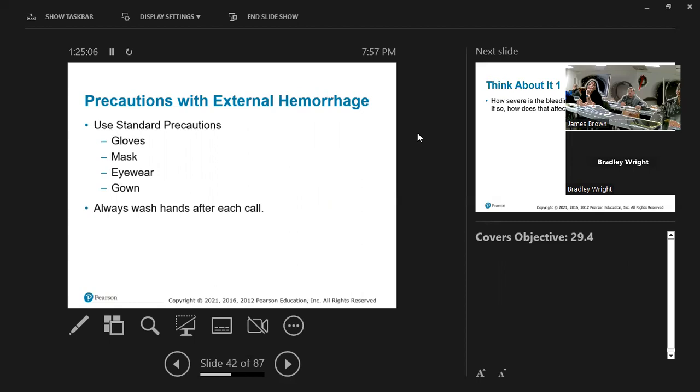Nope. But we'll teach you how to do a pressure test. Come on, do a pressure test just by using gauze and some Curlex. So when it comes to external hemorrhage, if you have this available, highly recommended because there's some nasty people with nasty stuff out there. Gloves, mask, eyewear, gowns, and please wash your hands.